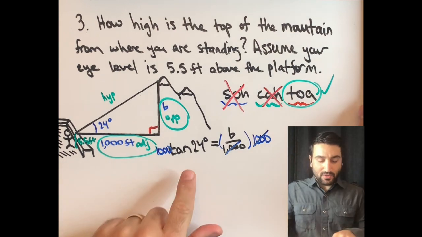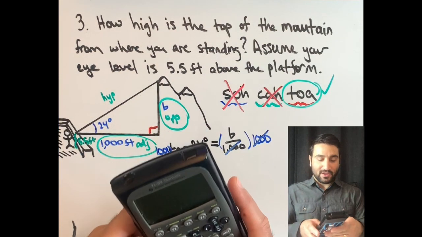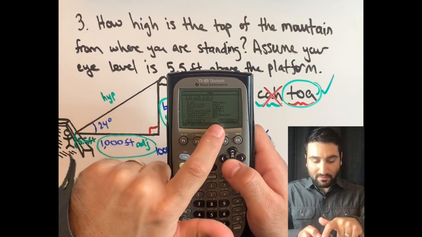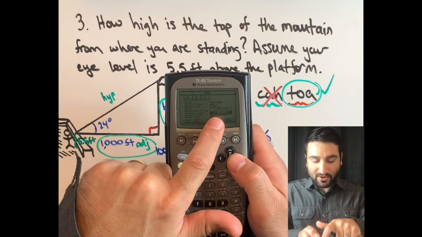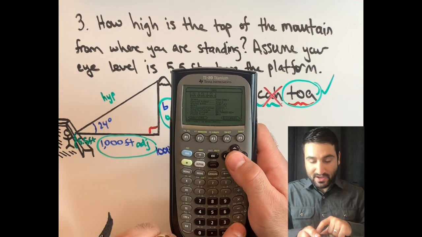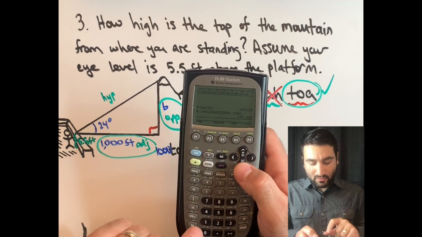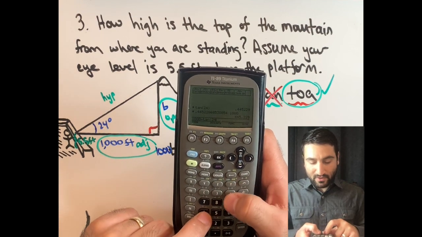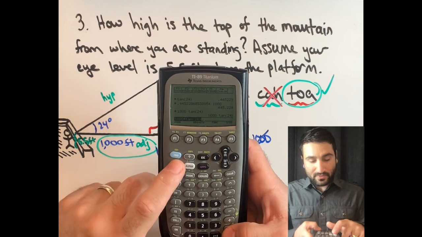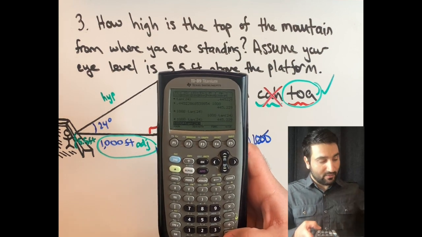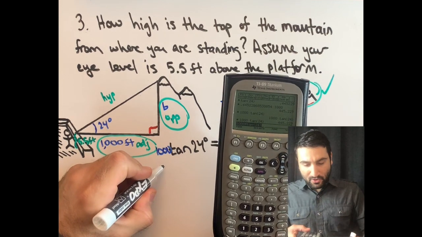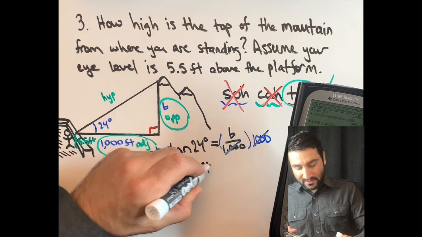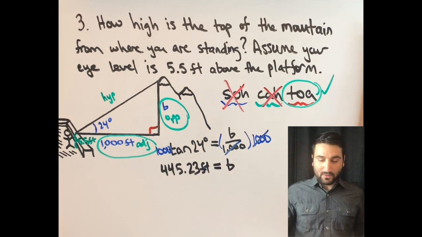Tangent 24 is something that we'll enter into our calculator. First, we want to go into mode and make sure that it's set on degree and not radian, since we're entering a degree. Everyone's calculator is going to be a little different. So we will put 1,000 times the tangent of 24. There we go. So we got 445.23 feet is equal to B.